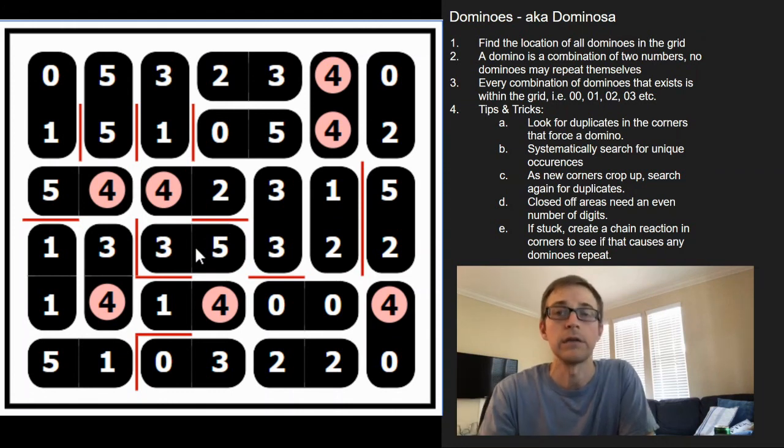So that's it. That's a Dominoes puzzle. I really like it a lot. I think it's a lot of fun. This was an easier example, but they can get tougher. Obviously, as you get a bigger grid with more dominoes, that makes it tougher.